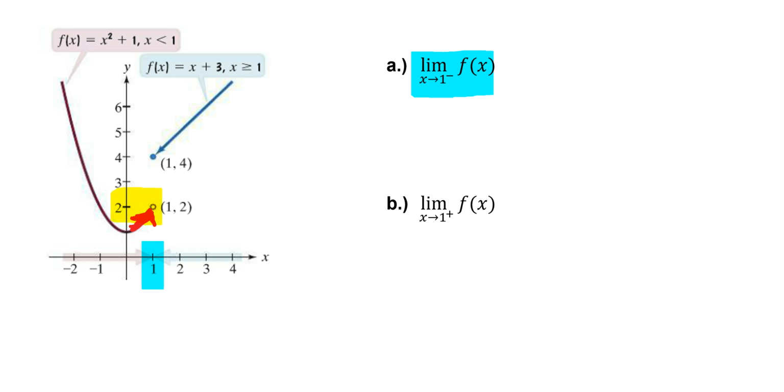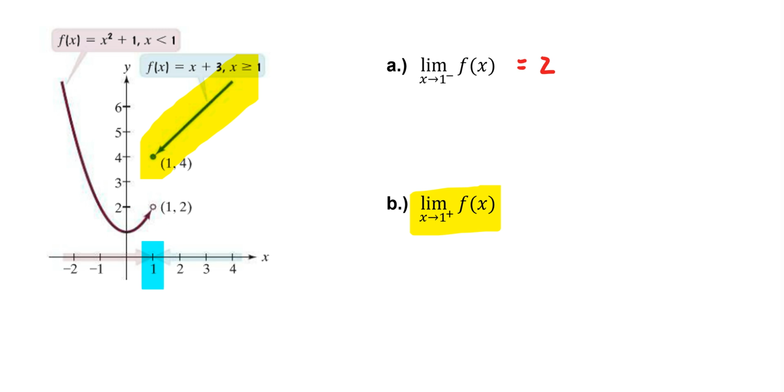So as we approach 1 from the left hand side, that's approaching a y value of 2. Now we're going to do the same thing on the other side. We're going to approach 1 from the right. So this is the curve that's on the right side of x equals 1.